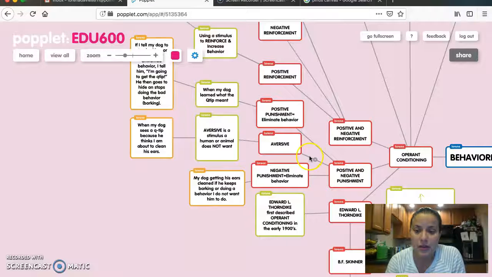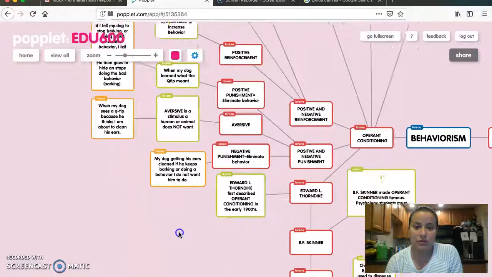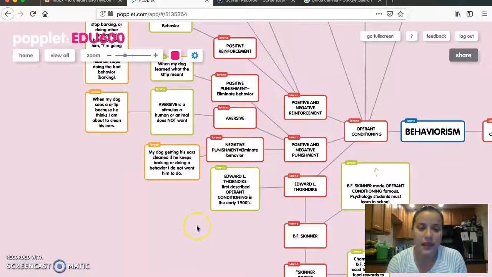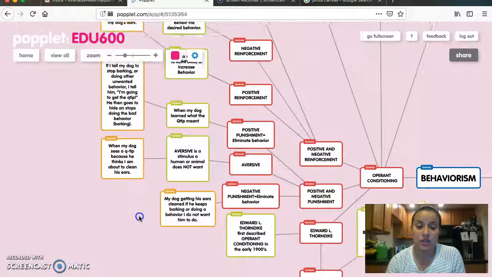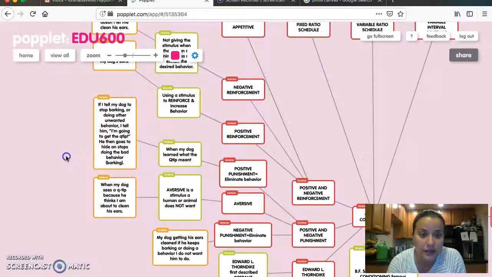So, another part of positive and negative punishment is aversive. Aversive is a stimulus a human or animal does not want. Lucky does not want his ears cleaned. So when he sees that Q-tip, it's like, I don't want that to happen. We also have negative punishment because we want to eliminate the behavior when we use this type of operant conditioning. It's when my dog is getting his ears cleaned if he keeps barking or doing a behavior I don't want him to do.